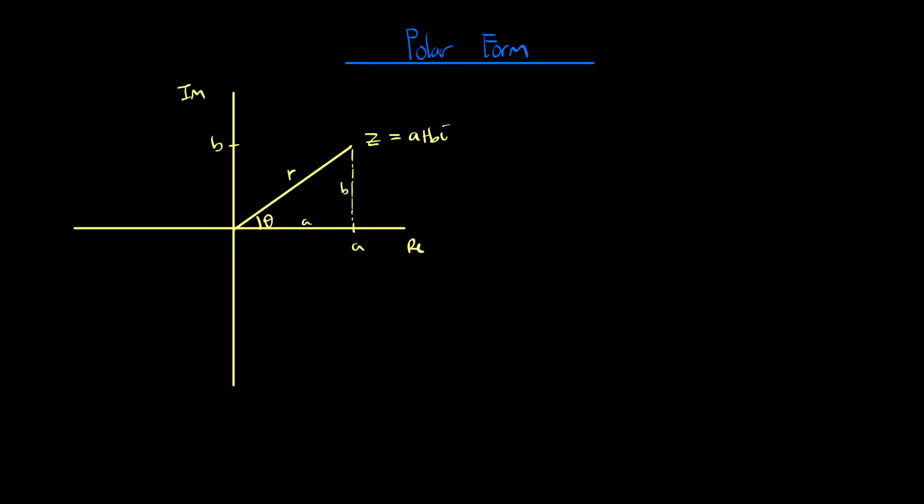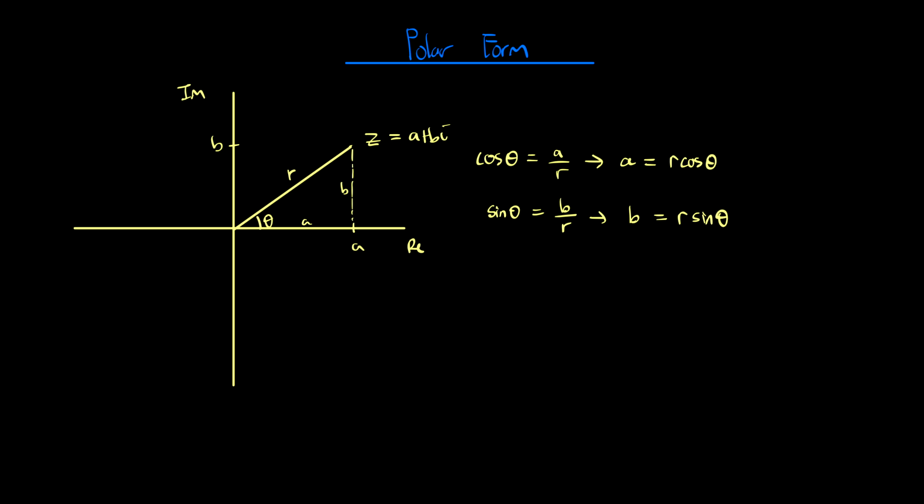And what I'm going to do is use this right triangle and theta to build trigonometric identities. And this is going to look like this. Cos theta is going to equal A over R, and sine theta is going to be equal to B over R. And what I'm going to do is isolate A and B. So this is going to be A equals R cos theta, and B equals R sine theta.